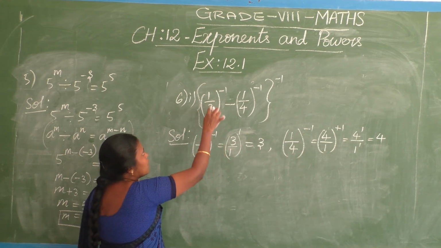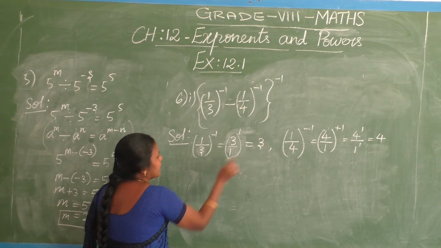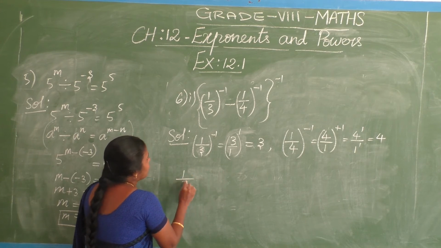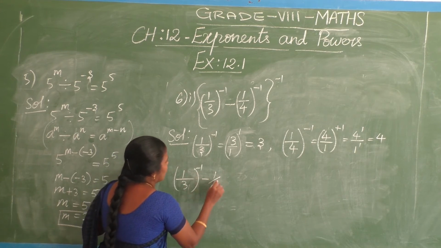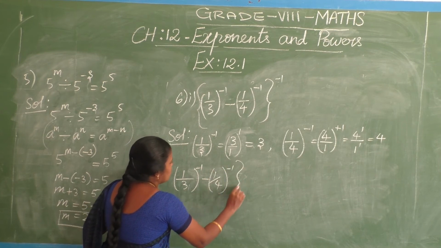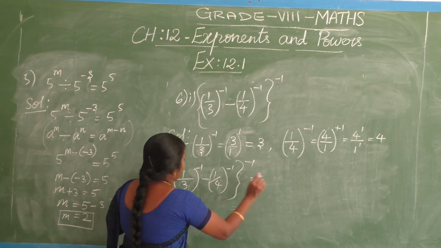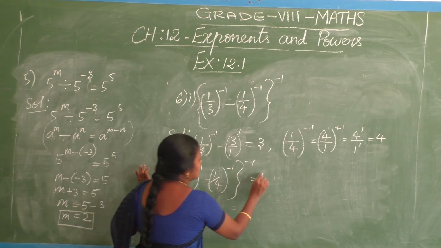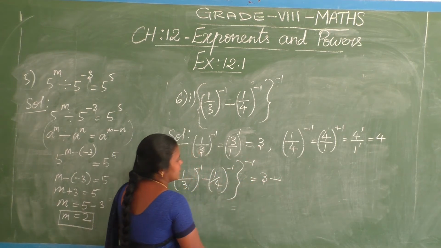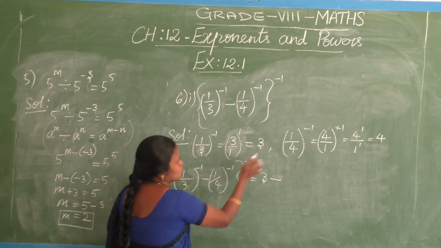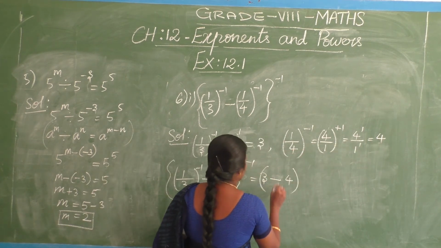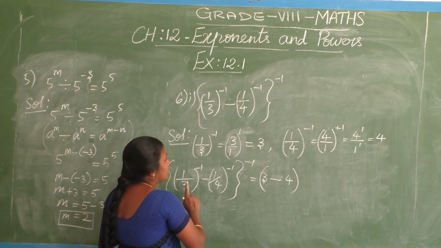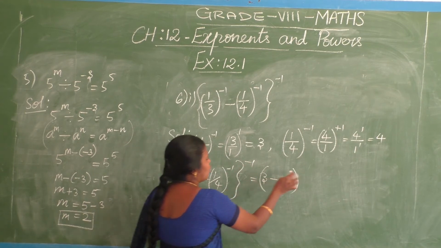Okay, so in place of (1/3)^-1, I can write 3. Now write the question one time: (1/3)^-1 minus (1/4)^-1, overall power minus 1. For the first part, what value did we find? 3. Minus, (1/4)^-1, what answer? 4. Clear? Seeing the sum, it is only this much, nothing more. Simplest topic. Okay, for that, the overall whole power is minus 1.